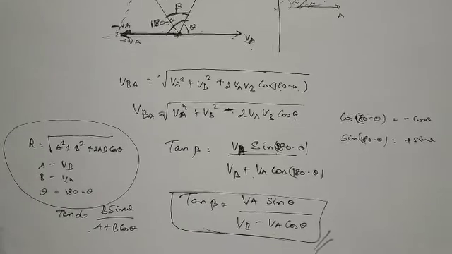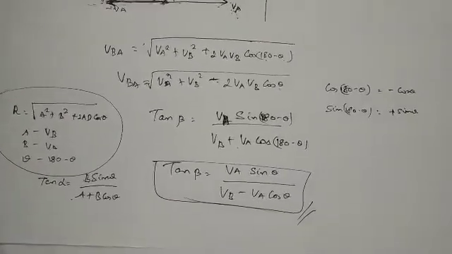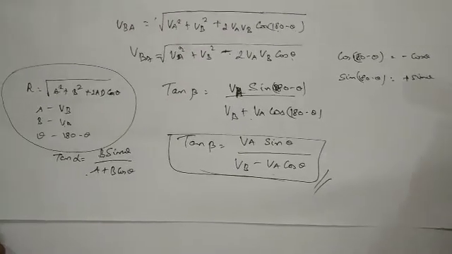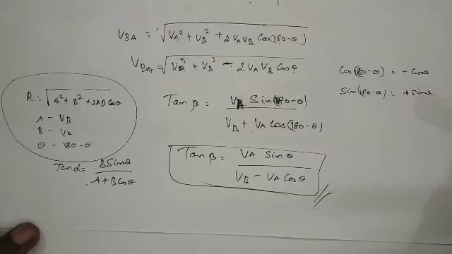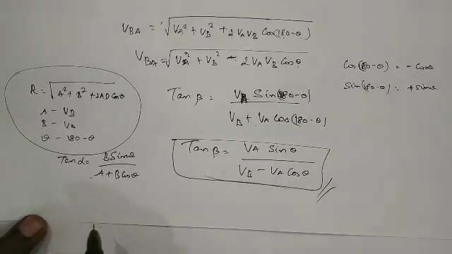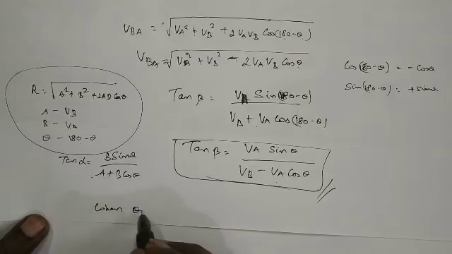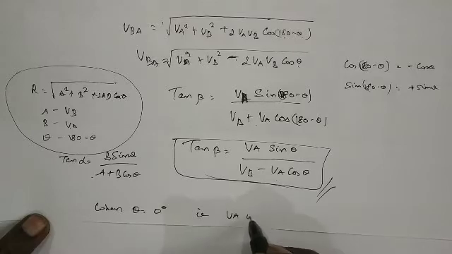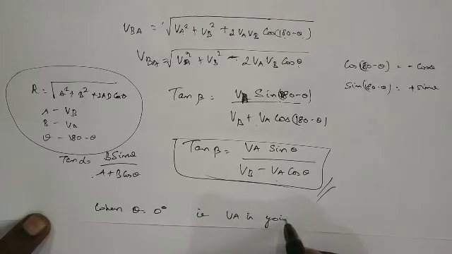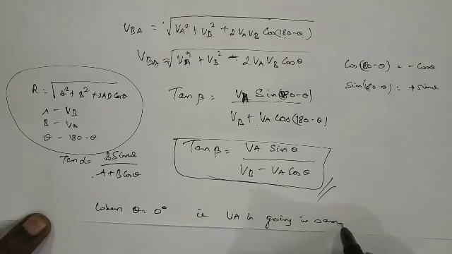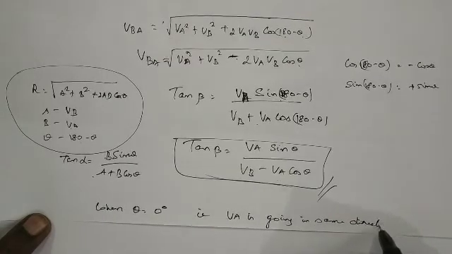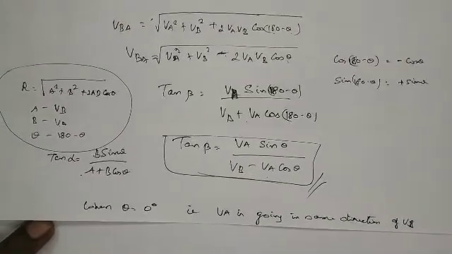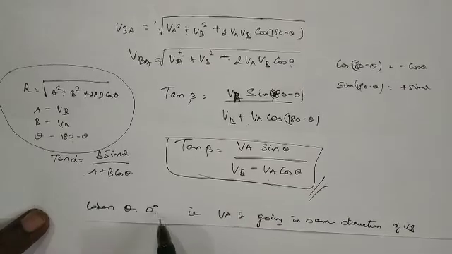Here we can continue to look at the cases which could possibly come up, when theta is equal to 0 degrees, 90 degrees, or 180 degrees. All these cases you can find out. When theta is equal to 0 degrees, that is, VA is going in the same direction as VB. VA and VB are going in the same direction. Theta is going to be equal to 0 degrees.